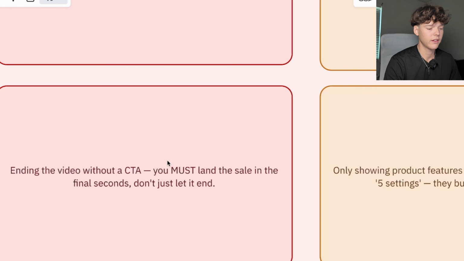Ending the video without a CTA. This isn't a hard one that you need to stop doing. Like, you can still make sales on a video without a CTA, but you're leaving a ton of money on the table. So if you want to squeeze out as much value as you're giving, you need to be adding a CTA at the end, along with a tiny bit of urgency.